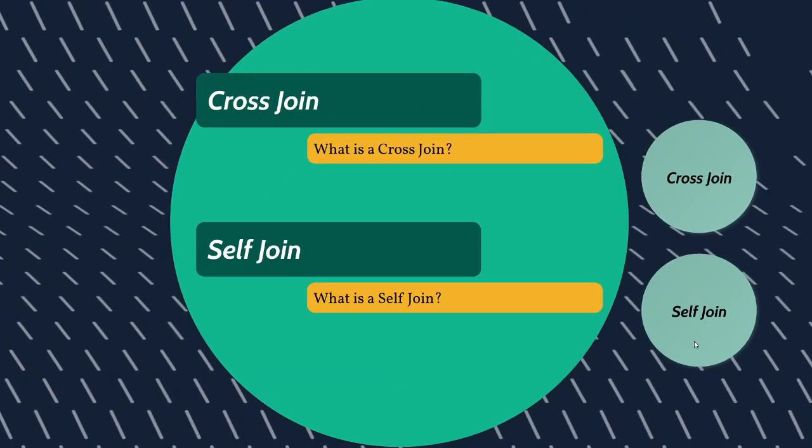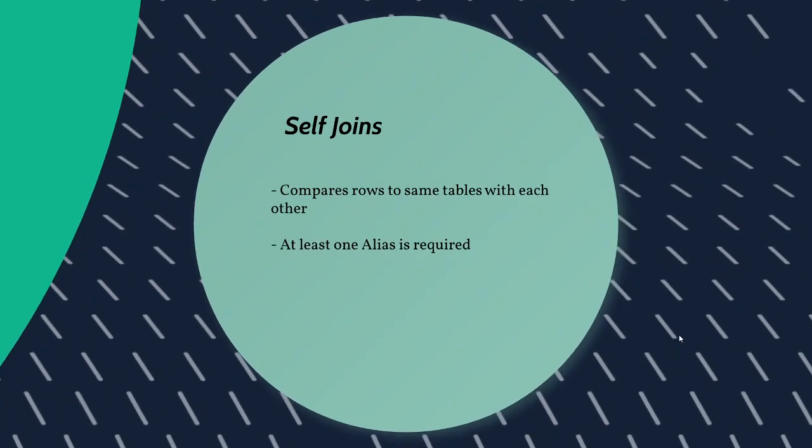Now we have a self join, and what a self join does is it compares rows of the same table with each other. So a self join is a join with the same table. So for example, an employee table can be joined with itself. So we have two copies of the table, both the same table, on which we can do a self join. Let's have a look for better understanding in the SQL Server.